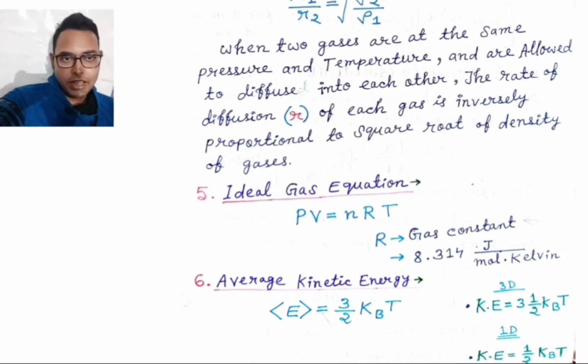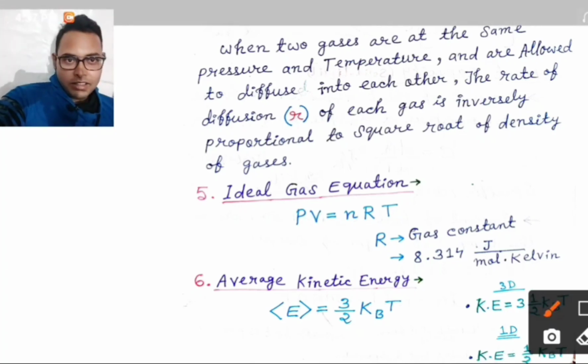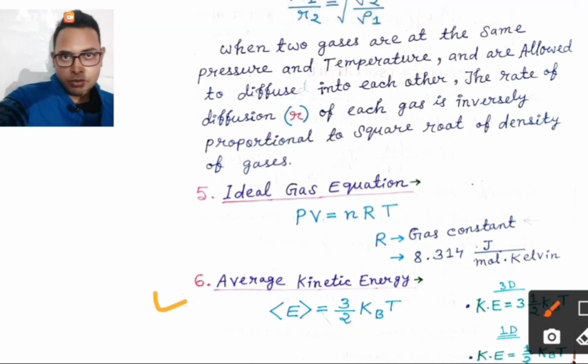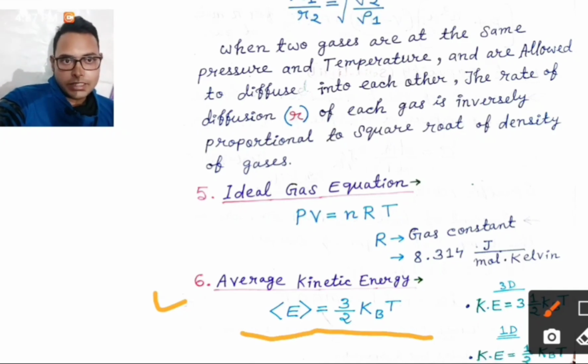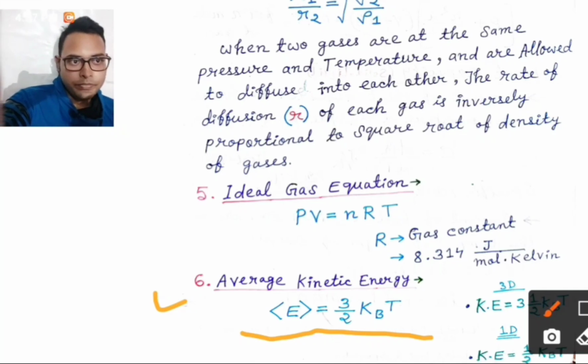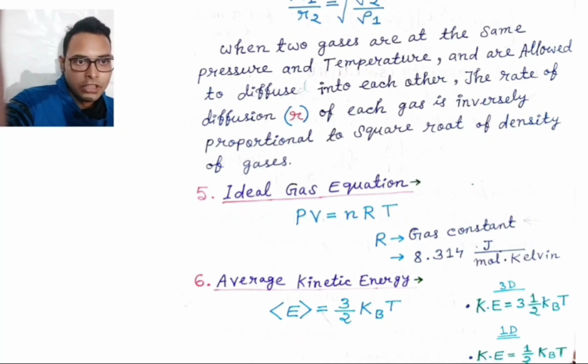And sixth, the average kinetic energy. This is not a law, but this is the average kinetic energy we can calculate from the equation of state in different thermodynamic processes. Average kinetic energy in 3 dimensions is 3 by 2 kBT, and in 2 dimensions it will be kBT. And in 1 dimension, half of kBT.